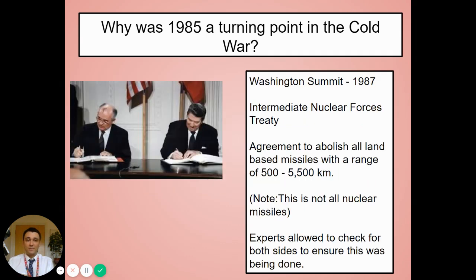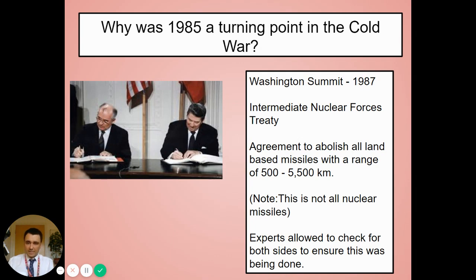That meeting happened the year after, 1987, in Washington, where we actually get a breakthrough with reducing nuclear weapons, the Intermediate Nuclear Forces Treaty. And basically, the technical agreement is they would get rid of all land-based missiles of a range of 500 to 5,500 kilometers. Don't worry about that too much. Basically, they're agreeing to get rid of a good part of their nuclear weapons, but it's not all nuclear missiles. And they would allow satellite checks, and experts were allowed to ensure that both sides were doing this. We're seeing nuclear weapons being destroyed here for the first time by both sides. This is what the SALT II treaty should have been in 1979 that was never signed. And it's clear that relations are improving.